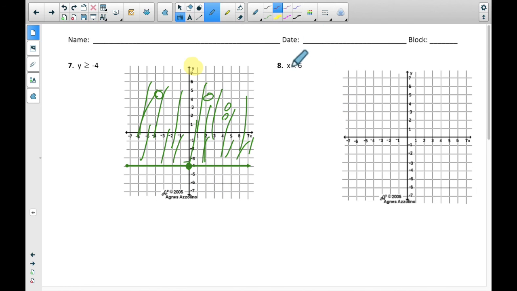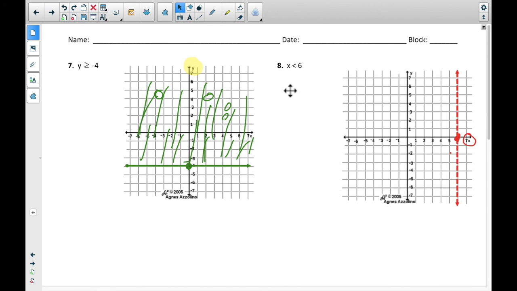Last one, x is less than 6. So we go to the x-axis. We go to the 6 and we put a dot at 6. And we want all of our x values to be 6. So I'm going to go up and down. And it says less than. So, oh gosh, I made a mistake. What did I do? I made it solid. It's supposed to be dotted. Let me change it to dotted. Okay, change it to dotted.